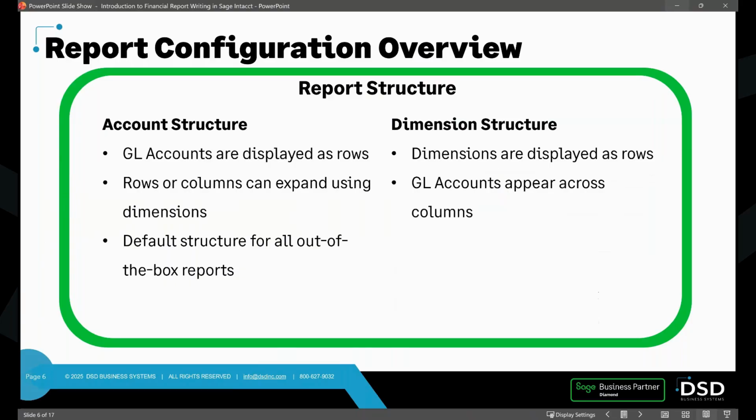The next thing we want to talk about is the report structure. So there's two different report structures in Intacct for the financial report writer. So you have your account structure, and pretty much what that's going to be is GL accounts are going to be displayed as the rows, and then the columns can be expanded by using different dimensions that you have in scope in your environment. All of the standard reports in your system are going to be the account structure, but there is another structure called the dimension structure where your dimensions are displayed as your rows, and then your GL accounts will just appear across the columns.